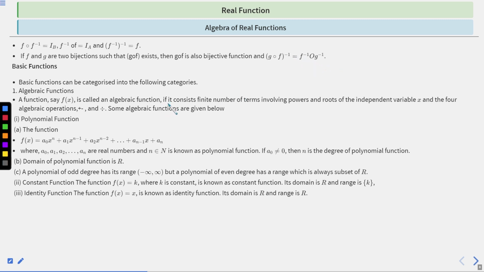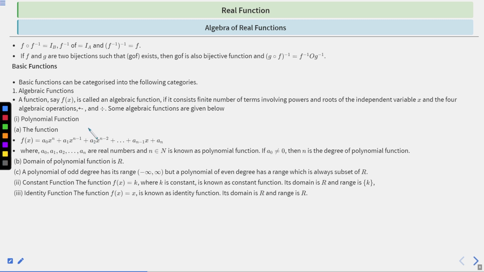Basic functions. Basic functions can be categorized into the following categories. First, the algebraic function. A function f(x) is called an algebraic function if it consists of a finite number of terms involving powers and roots of the independent variable x and the four algebraic operations: plus, minus, multiplication and division. Some algebraic functions are given below.